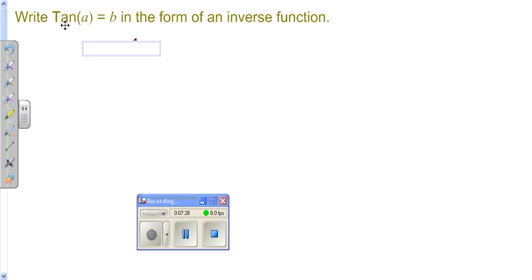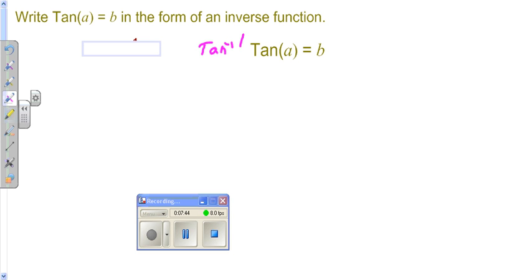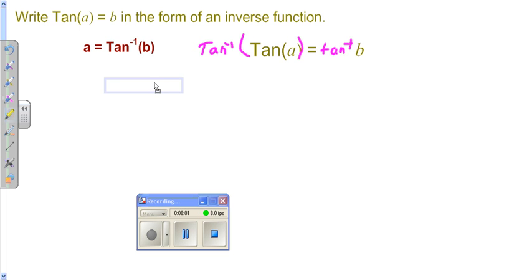Well, here we need to solve this one by using an inverse trig function. If we do our inverse trig function, we can go ahead and apply the inverse trig function to each side, so tangent inverse of this side, and then we'll do the tangent inverse of the other side. So your tangent and your tangent inverse on the left undo each other, leaving you with A. On the right, it's just tangent inverse of B.